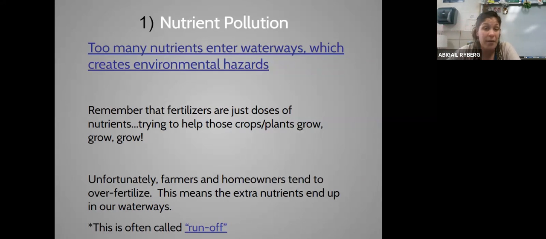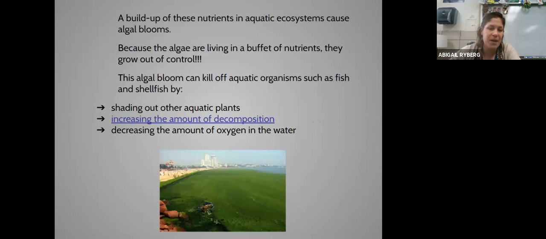And that is what we call runoff. So runoff is just basically extra nutrients that makes its way into the waterway. A buildup of these extra nutrients oftentimes causes what we call an algal bloom. So algal is like a huge growth of algae, right? Because the algae are living in just this buffet of nutrients, they just continue to grow and grow out of control. The algal bloom can kill off aquatic organisms such as fish, shellfish, really anything in that waterway can be harmed or just killed because of algal blooms.